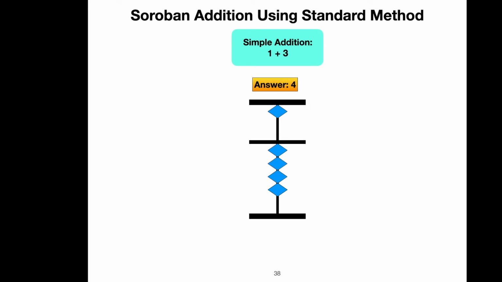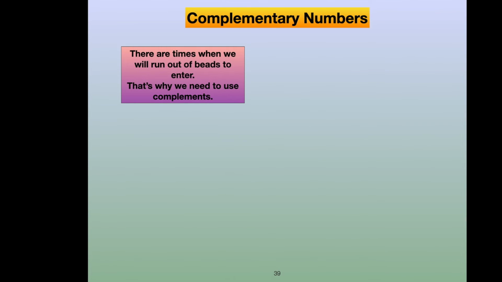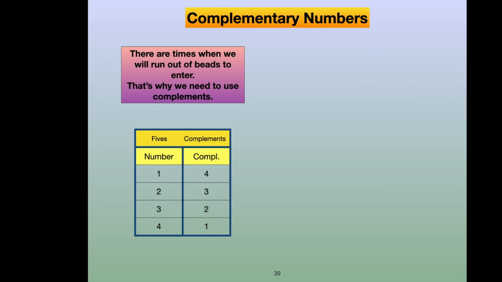But there are some times when we are adding two numbers together, we run out of beads. The necessary way to get around this problem is to use what are called complementary numbers. And so we need to understand what these are before we go any further. Because we will sometimes run out of beads in the middle of a calculation, we have to use complementary numbers. Sometimes the numbers we're dealing with are smaller than 5. In that case, we use what are called 5's complements. And all it means is instead of adding, for instance, the number 1, its complement is 4, or the number 2, its complement is 3, etc.